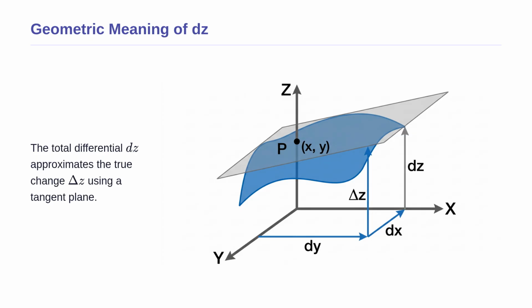You can see that for very small steps, the flat plane is extremely close to the curved surface, making dz a fantastic approximation of delta z. This visualizes how we replace a complicated curvy surface with a simple flat plane.